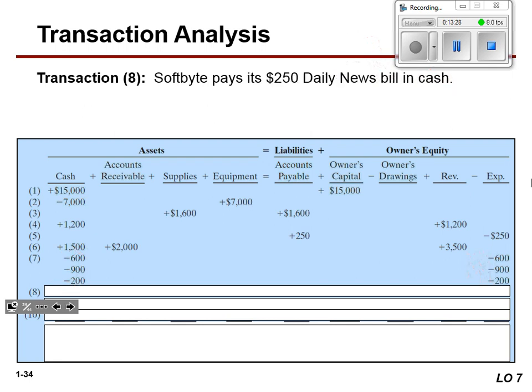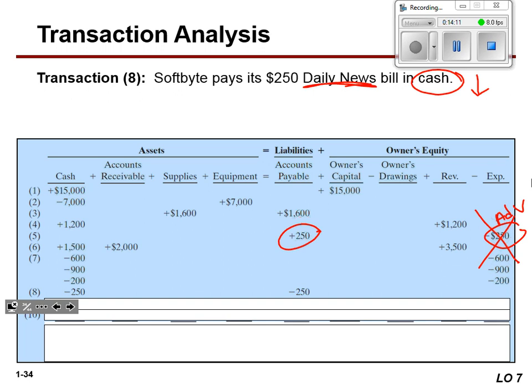SoftBite pays its $250 daily news bill in cash. I see cash. Is it going to go up or down if we pay it down? Does this really have anything to do with the expense? No, the expense already happened. We're paying our bill. So this already happened. I wouldn't worry about that. Now we're paying our bill off instead. Students will get kind of tripped up on that. They're like, oh, is it rent? Is it advertising again? No, the advertising already happened. We didn't pay cash for it. We charged it. Now we're paying the bill.